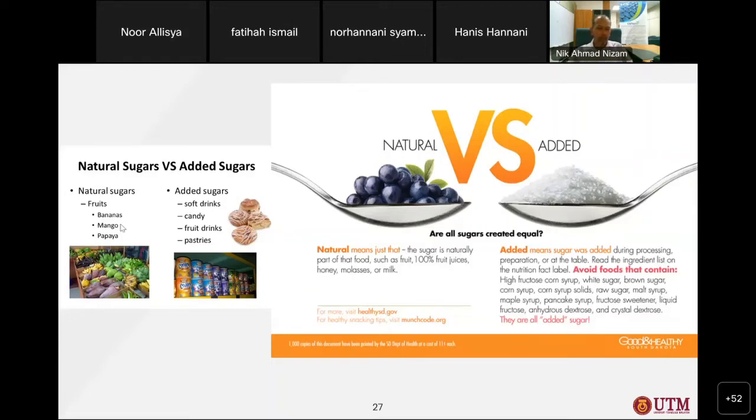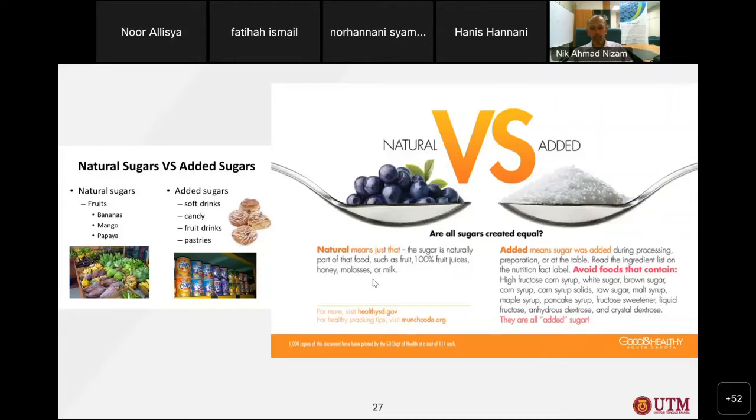Natural sugars come from fruits, for example banana, mango, papaya. And added sugar you can get from soft drinks, candy, fruit drinks, bottled drinks, pastries and so on. So that's added sugar. Natural means it comes from the plant, from the fruit. The sugar is naturally part of the food.